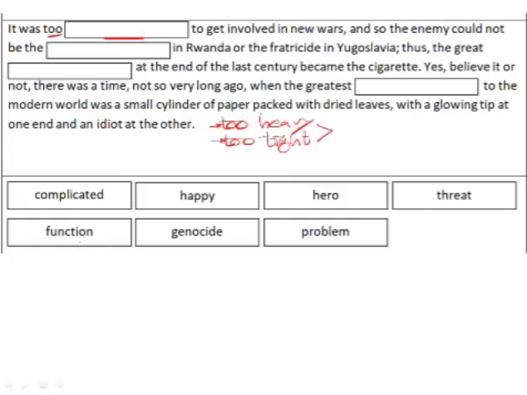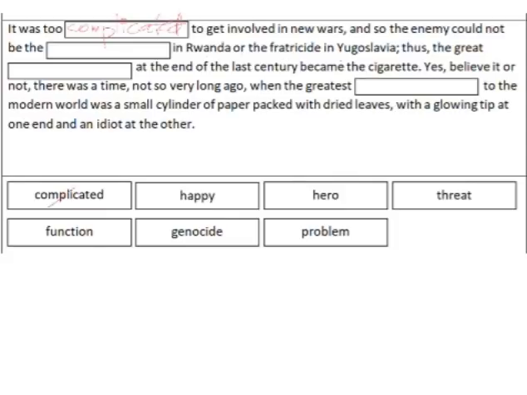It can be too function, too genocide, too problem, too hero, too threat. These are all nouns, and they can't be more or less. Yes, it can be too heavy or too complicated. So too heavy to get involved in new wars, or too complicated to get involved in new wars. Grammatically, even too heavy is also okay.